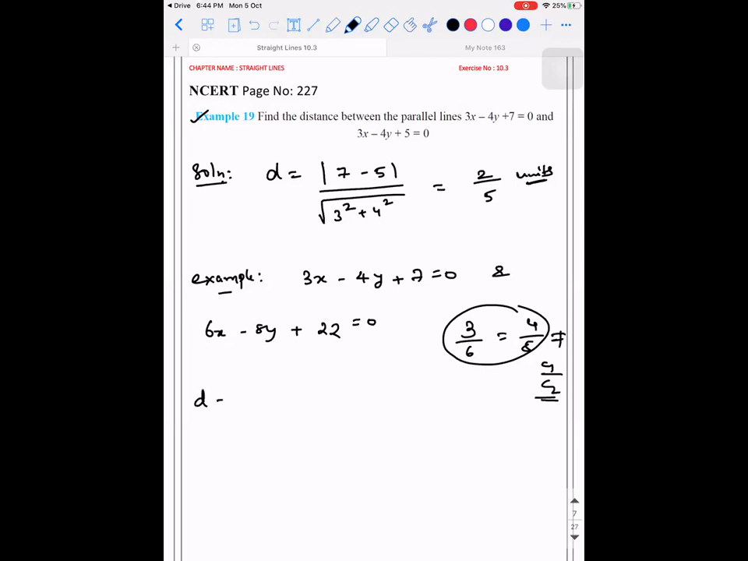So what will be the formula? Distance is equal to, tell me what is the answer? Modulus of, I gave you the formula, modulus of C2 minus C1 by root of A square plus B square. 22 minus 7.